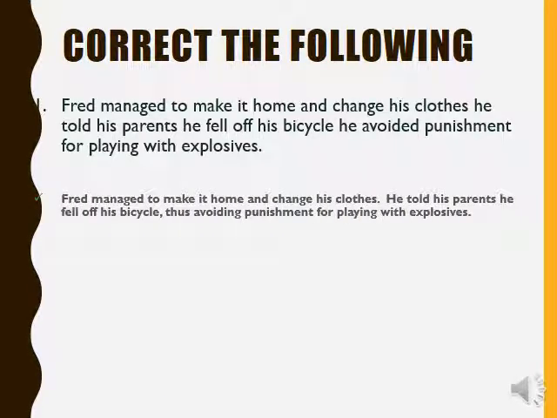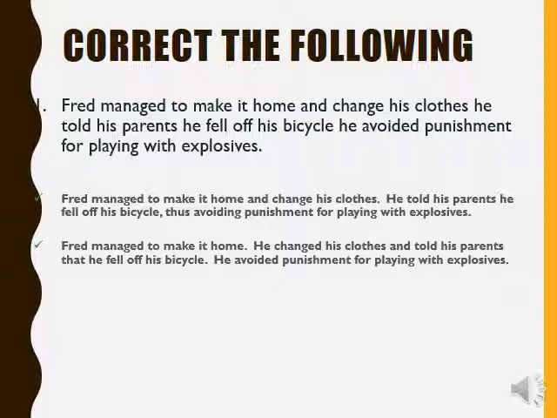Let's see. Fred managed to make it home and change his clothes, period. So here, one sentence. He told his parents that he fell off his bicycle, comma, thus avoiding punishment for playing with explosives. So in this way, you understood the meaning of the sentence, that Fred lied to his parents and told them that he fell off the bicycle because he wanted to avoid the punishment because he was playing with explosives. So you understand the sentence more.